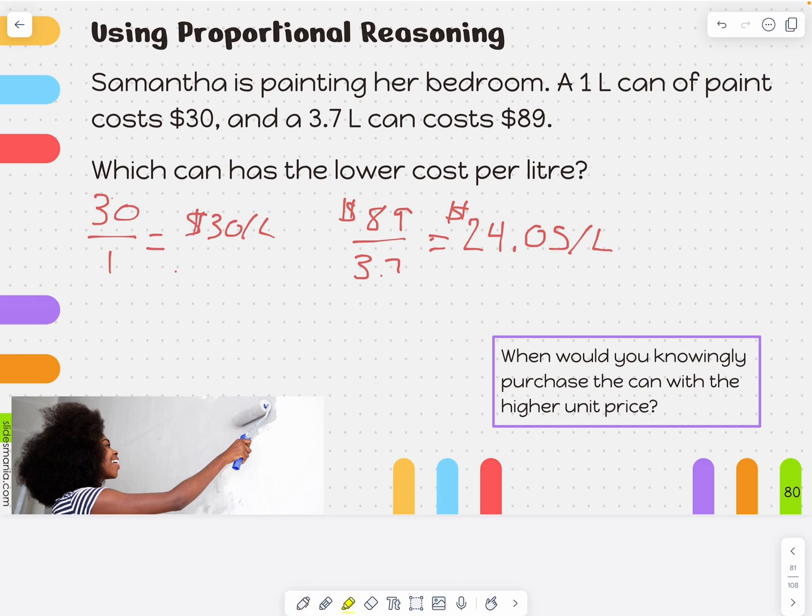Which has the lowest cost per unit? This one, the 3.7 liter. Even though you're going to pay more, the cost per liter is less. When would you normally purchase the can with the higher unit price? Well, if you only need 1 liter of paint. Right? If you don't need that 3.7 liters, you're not going to spend the extra money on that.